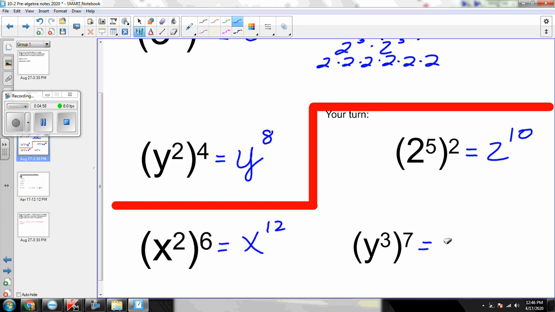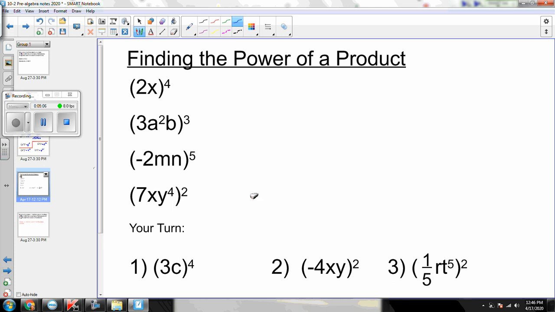If I take a power to a power, I should be multiplying 3 times 7. The correct answer is y to the 21st. Okay, my last skill is to find the power of a product.